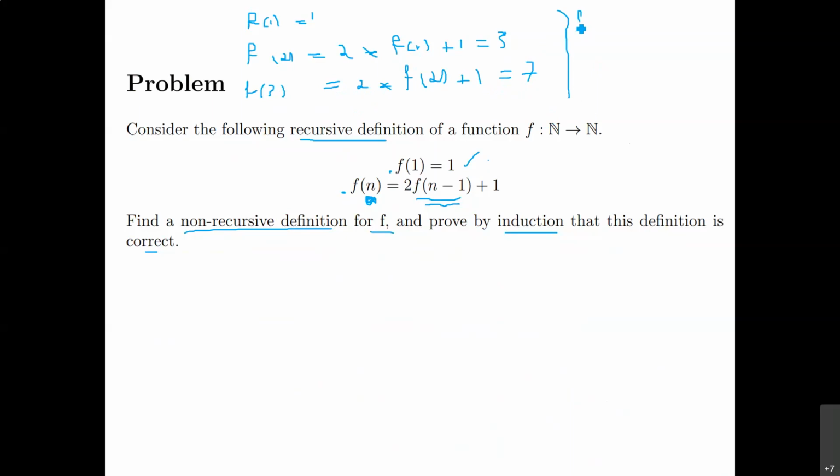One more just for fun. F of 4, 2 times f of 3, which is 7, plus 1. So that's 15. Does anybody have an idea what this function is? Can you give me a non-recursive definition?